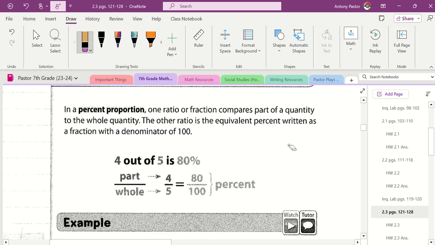In a percent proportion, one ratio or fraction compares part of a quantity to the whole quantity. The other ratio is the equivalent percent, written as a fraction or with a denominator of 100. In other words, this is our part in our whole. This is our percent, as labeled here. You may want to put this in your notes as well.